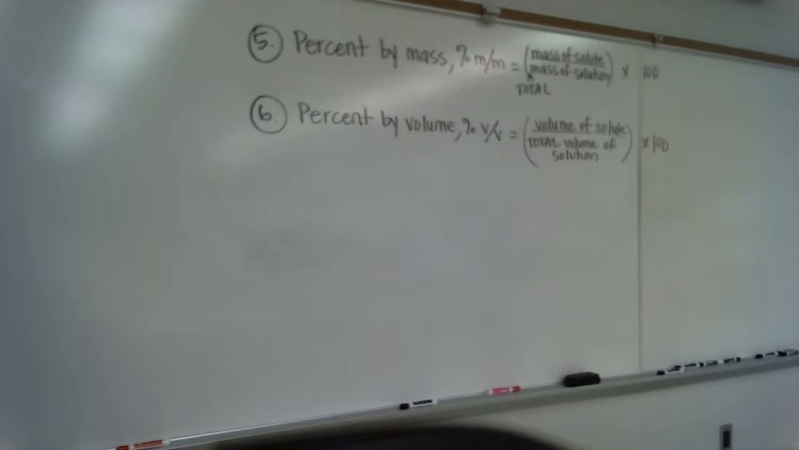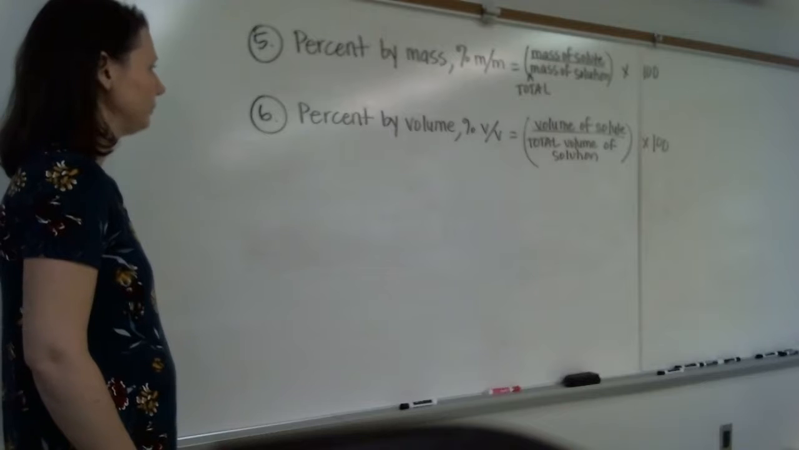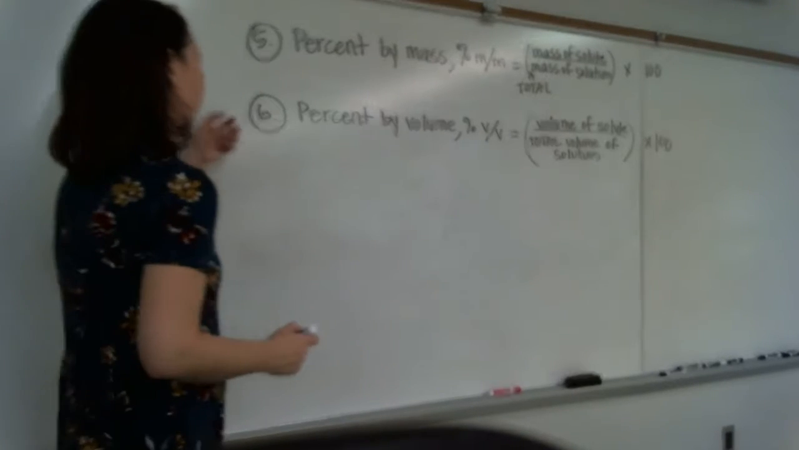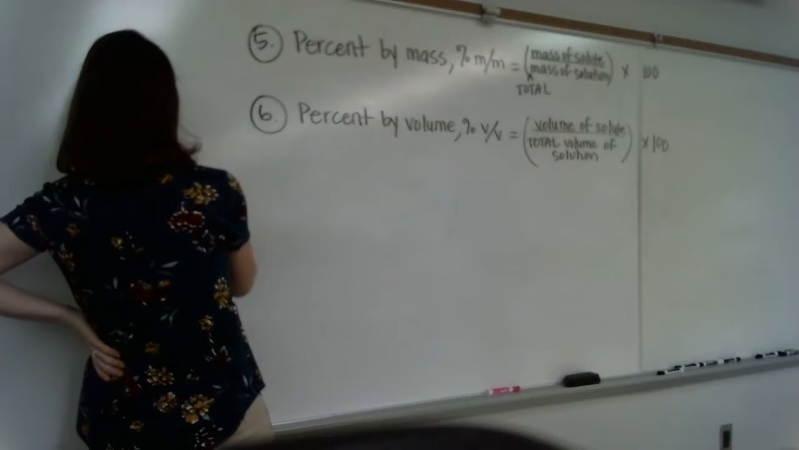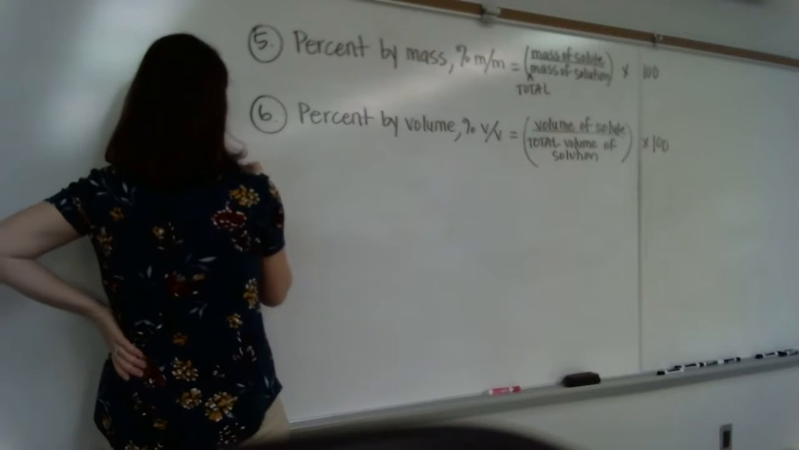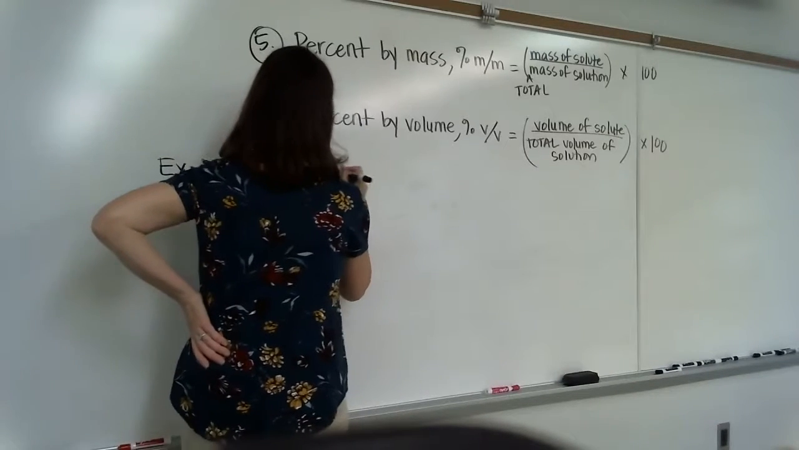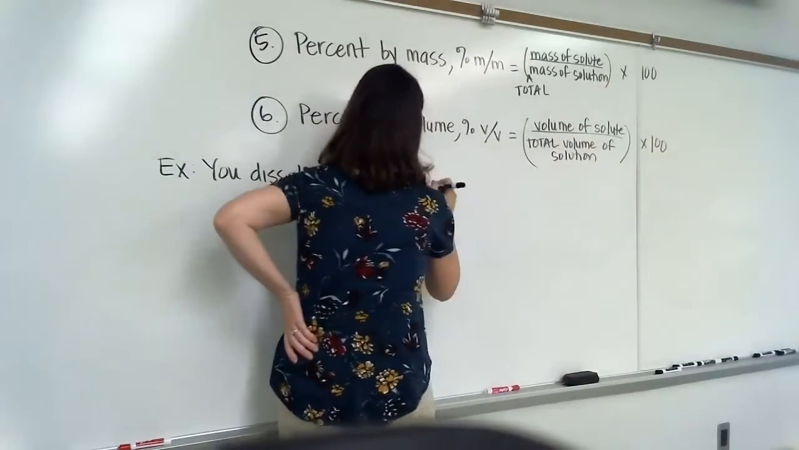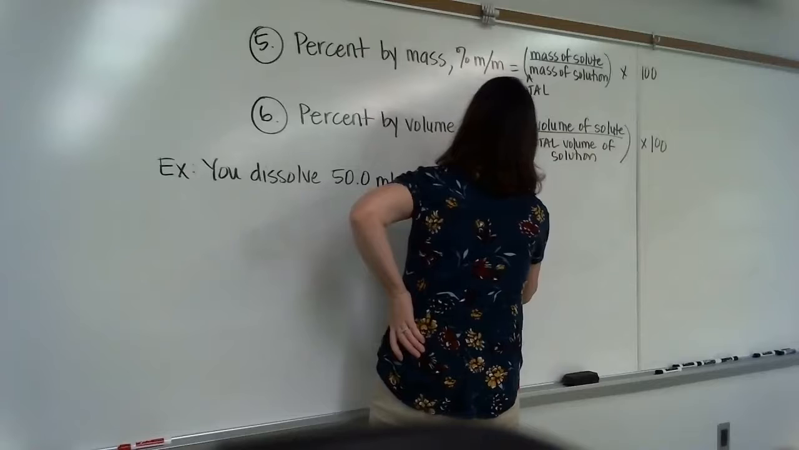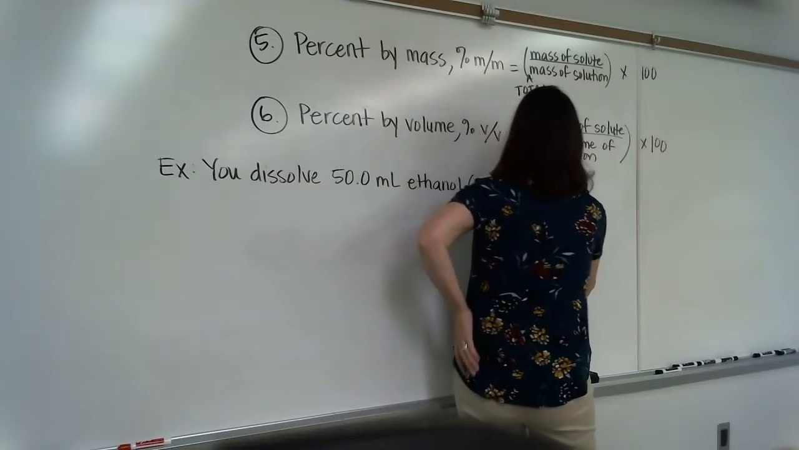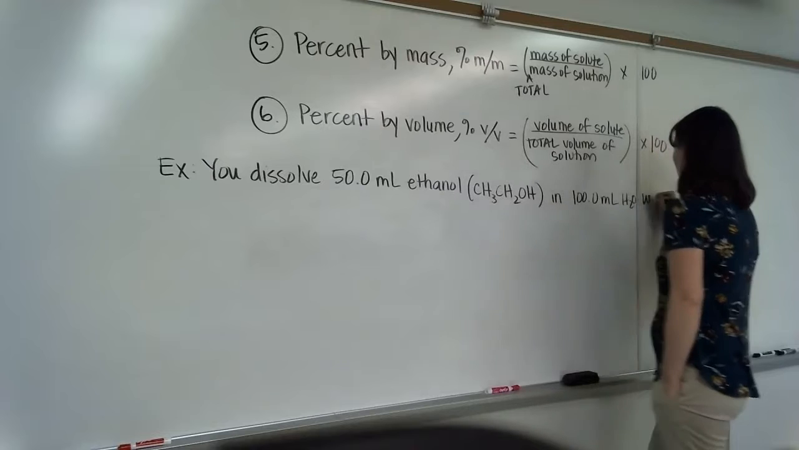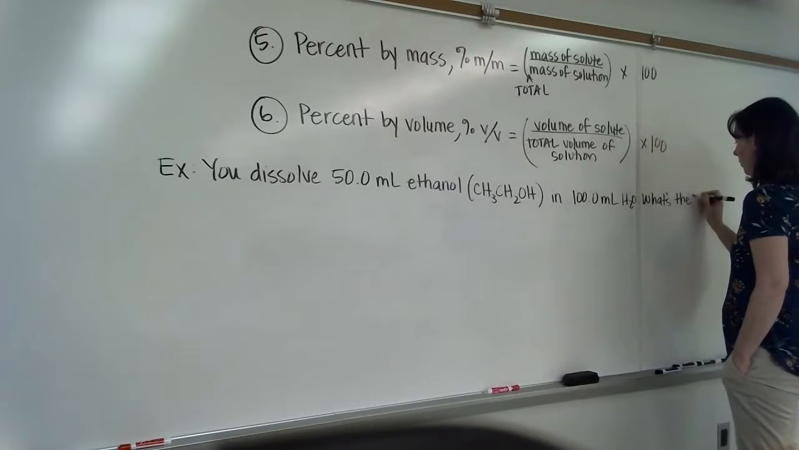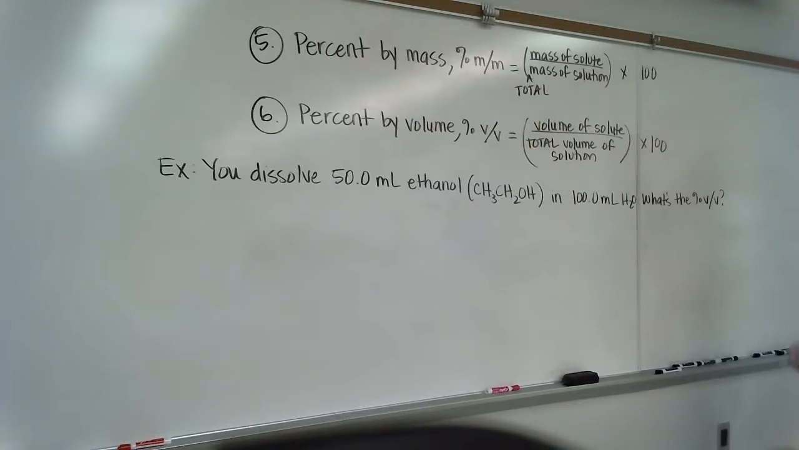So let's start by doing some examples of these two, because these are the two that I already have up on the board. So let's do an example of percent by volume. If you understand percent by volume, you'll understand percent by mass. So let's do an example. You dissolve 50 milliliters ethanol, which has the formula CH3CH2OH, in 100 milliliters water. What's the percent by volume? You dissolve 50 milliliters ethanol in 100 milliliters of water.